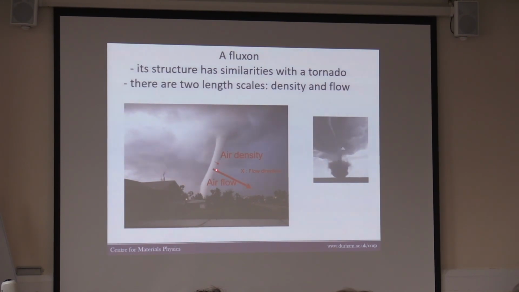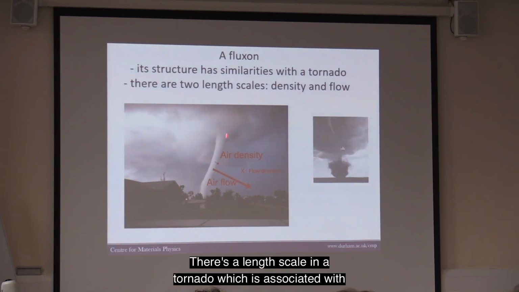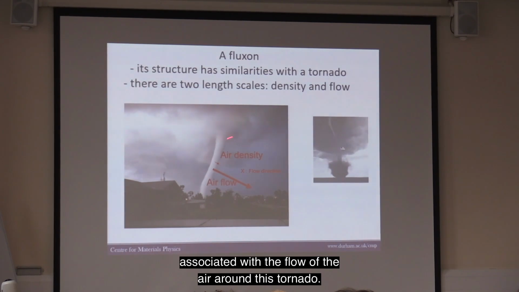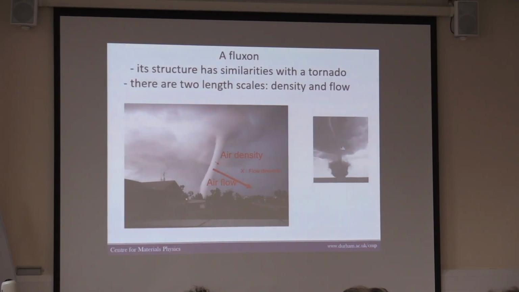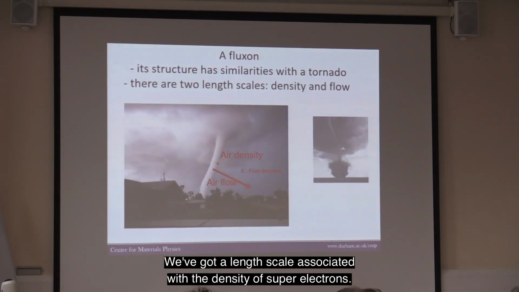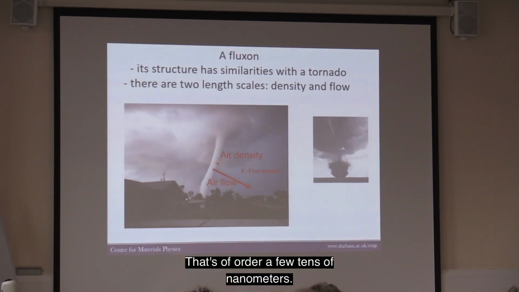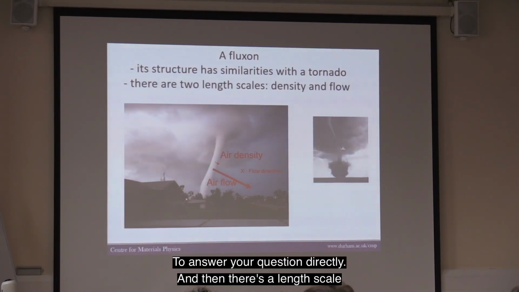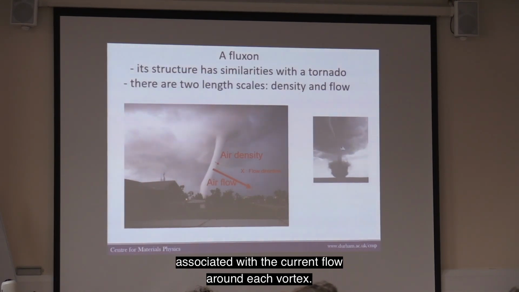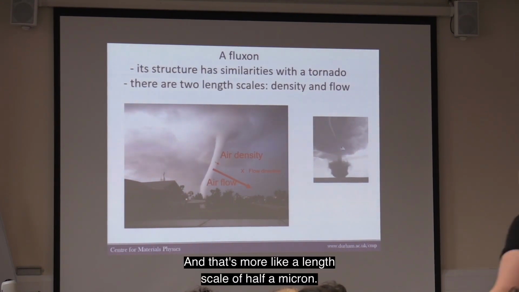So if you want to think about what each one of these vortices are like, there are 2 length scales. There's a length scale in a tornado which is associated with the density of the air. And then there's a length scale associated with the flow of the air around this tornado. And the same thing happens in a superconducting vortex. We've got a length scale associated with the density of superelectrons. That's of order a few tens of nanometers, to answer your question directly. And then there's a length scale associated with the current flow around each vortex. And that's more like a length scale of half a micron.